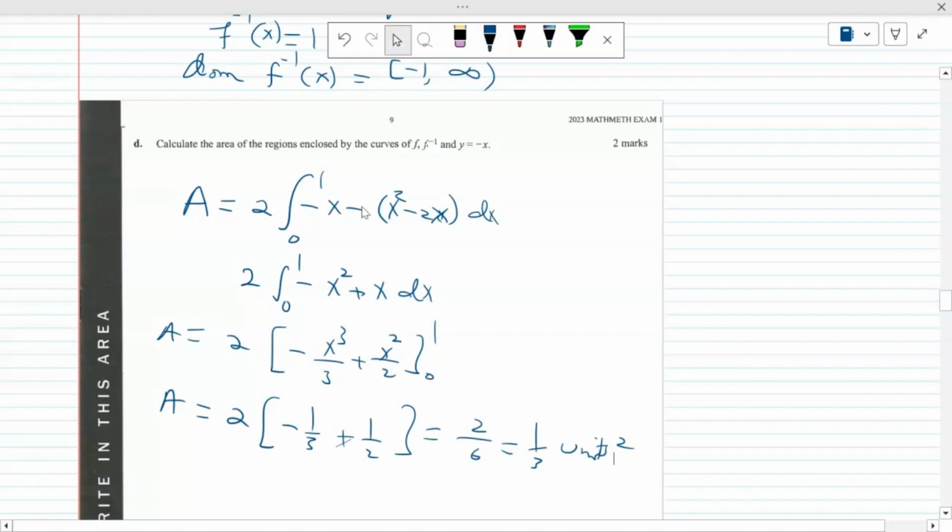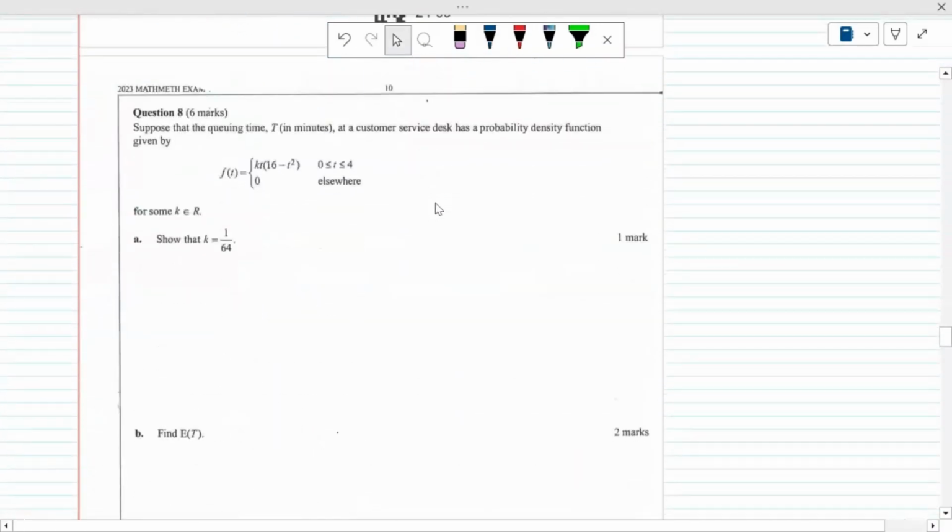So let's have a look at question 8 now. Question 8 is asking us, suppose that the queuing time t in minutes at a customer service desk has a probability density function, which is this. For k an element of the real numbers, show that k equals 1 over 64.